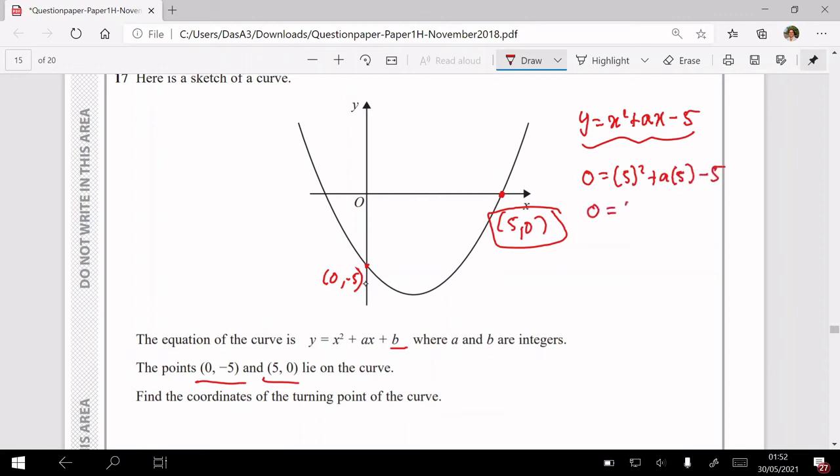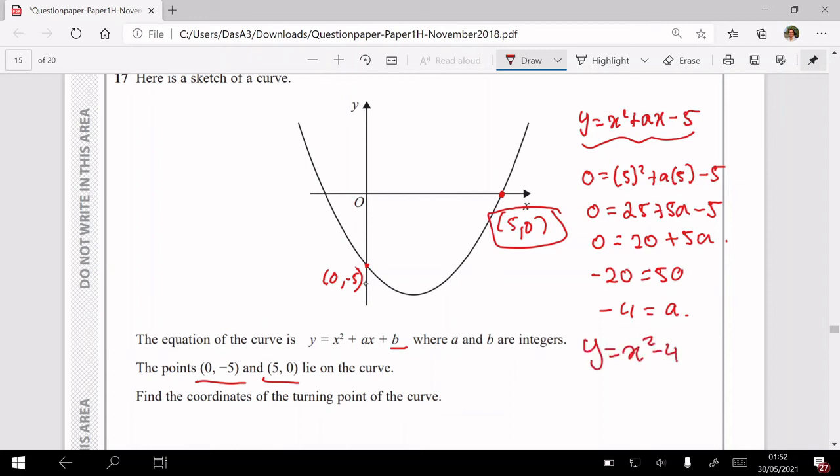So that is 0 is equal to 25 plus 5a minus 5, which is 0 is equal to 20 plus 5a, which means minus 20 is equal to 5a, so minus 4 is equal to a. So a is equal to minus 4 and b is equal to minus 5. Let's rewrite the equation as y is equal to x squared minus 4x minus 5.